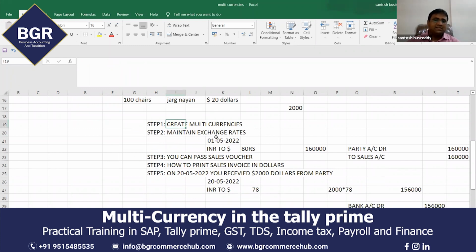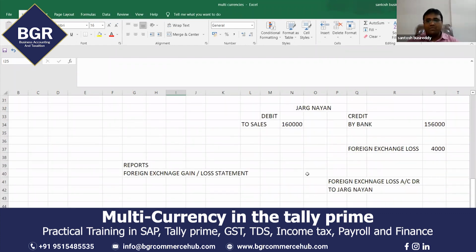How to create multi-currencies, how to maintain exchange rates? Every day you have to maintain exchange rates in Tally, or you can enter manual exchange rates at the time of sales vouchers, receipts and payments. You can pass the sales voucher and take the printout of the sales invoice in dollars. If you receive dollars from the party, that receipt amount also you have to enter in dollars. So any foreign exchange loss or gain from different parties, debtors or creditors, whatever it may be.